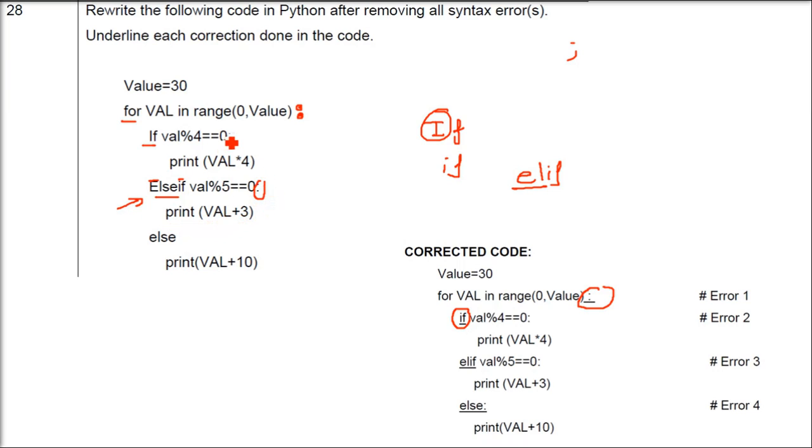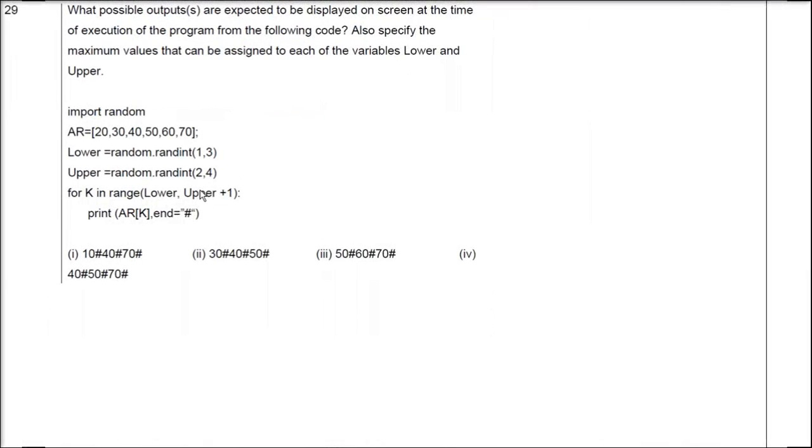Now, else colon, if colon. What about the last else? Why are you not giving a colon? You have to give a colon here also. Else. So this is the fourth correction you have to do. First, second, third, fourth. And we corrected it as well.